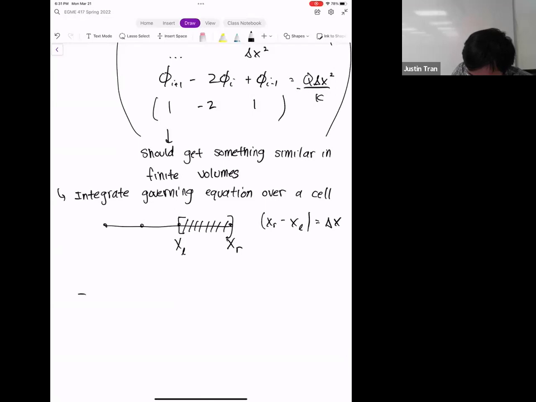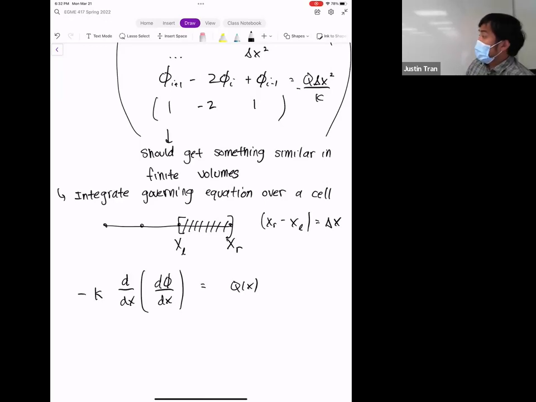Here is our governing equation. We have minus k. We're assuming k is constant, so I'm going to pull it out in the front. The first thing we're going to do is integrate with respect to x, between xl and xr.